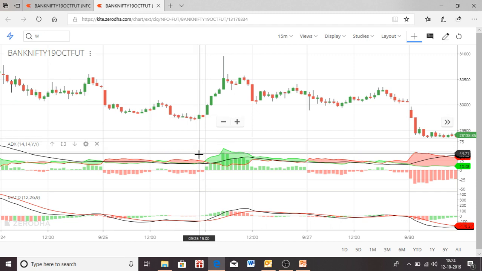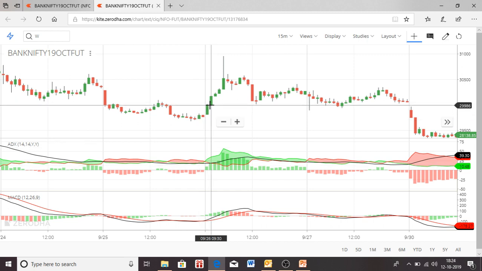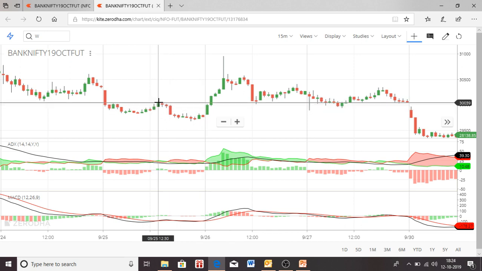Now the only thing I have to find is when it will get fueled, when it will get power, when it will get energy. The answer is breakout, and the breakout is the previous swing high.